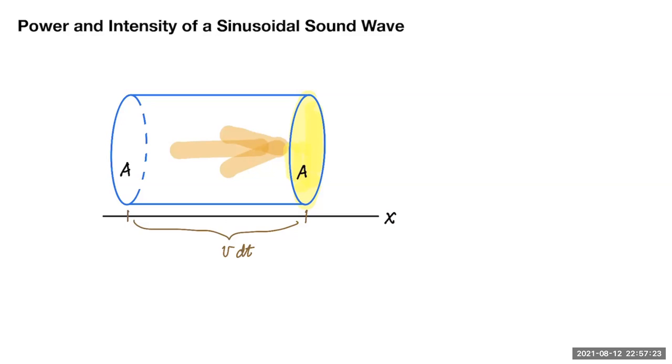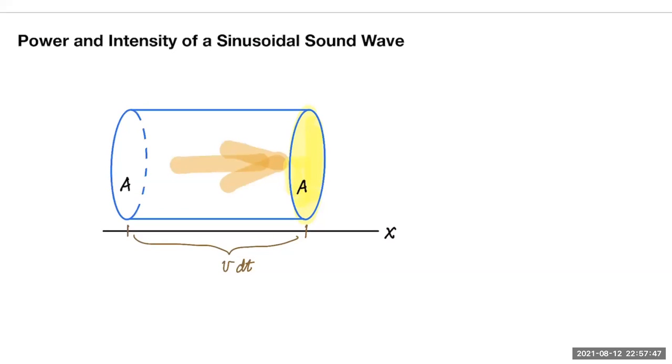In this lecture, we're going to examine the topic, the power and intensity of a sinusoidal sound wave, and also the concept of sound level, measured in decibels. In the textbook, they derived the power and intensity of a sound wave using the formula of power equals the product of force and velocity.